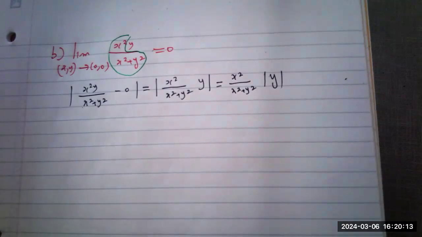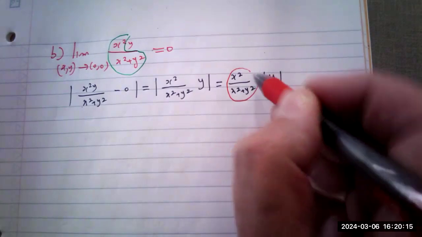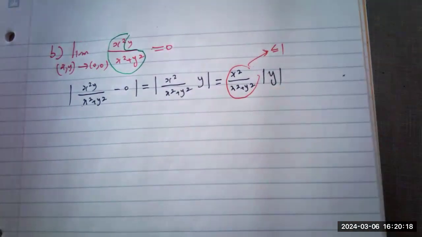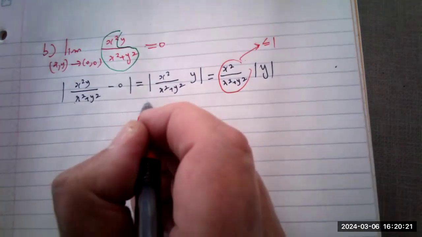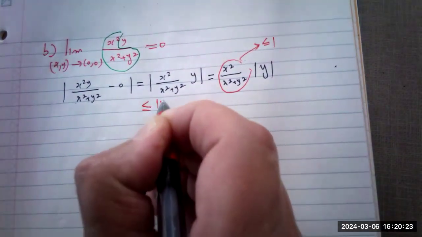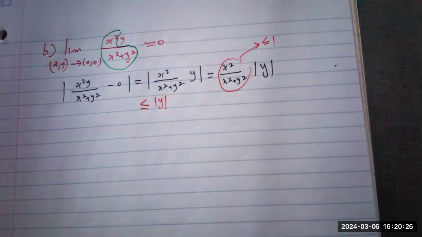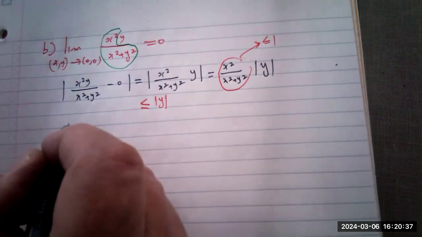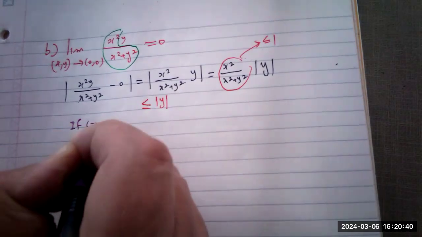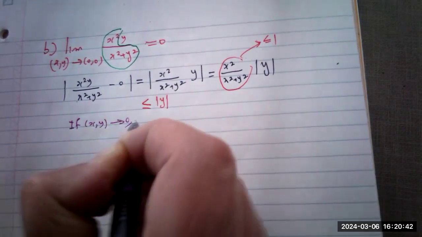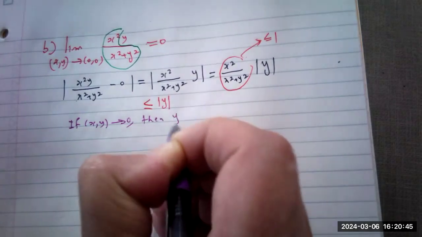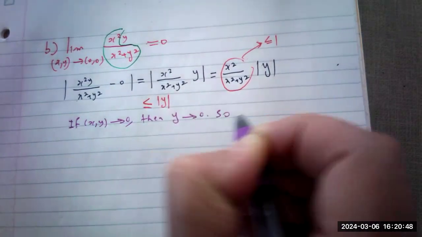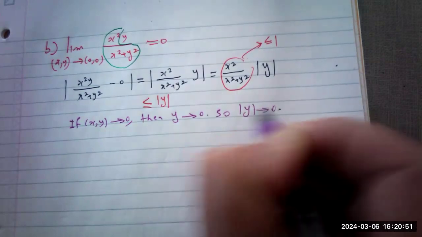Question? This quantity, you see this one? This is less than or equal to 1. So this means your result is less than or equal to the absolute value of y. You can take it from here or just continue with the one that I did. Option 2. If you want to take it from here, you just explain it. You say, now if x comma y goes to 0, then y goes to 0, so the absolute value of y goes to 0, like the squeeze theorem.